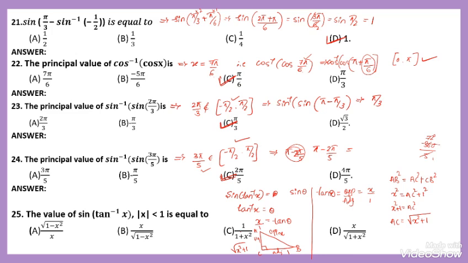Now we want sine theta, because here I take tan inverse x as theta. What is sine theta in terms of the trigonometric function? That is opposite upon hypotenuse. The opposite is x, and the hypotenuse is root of 1 plus x square. So option number D is correct.